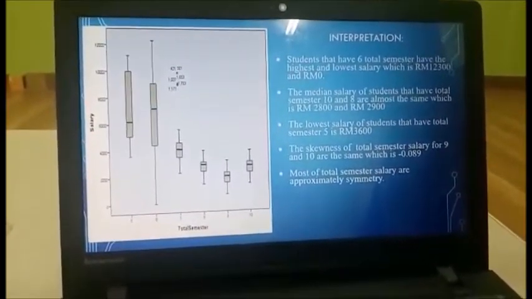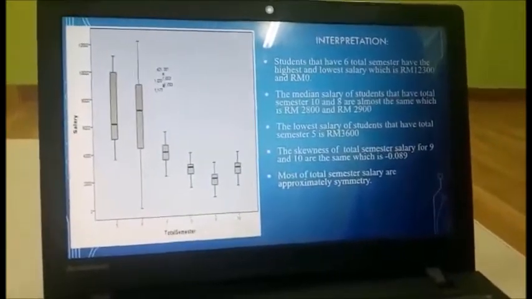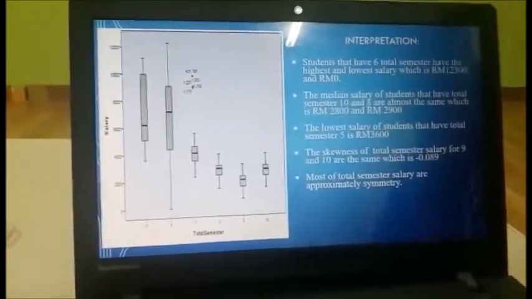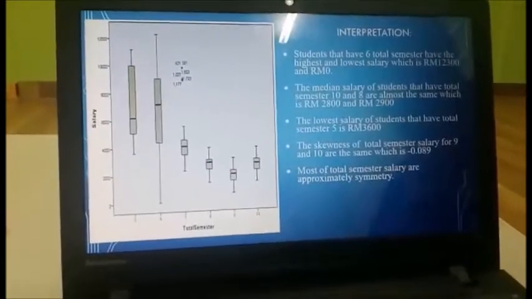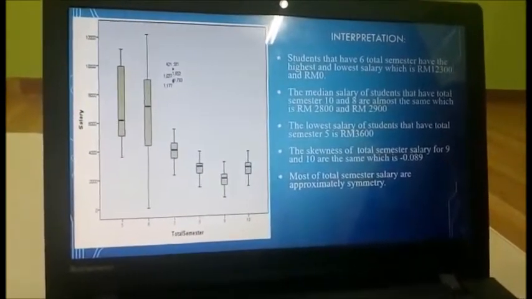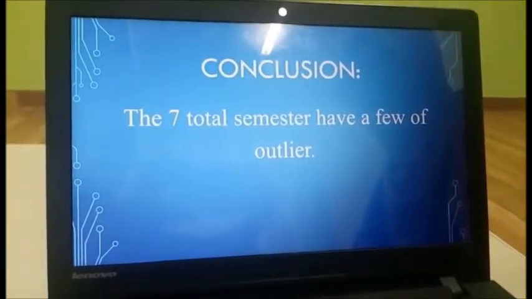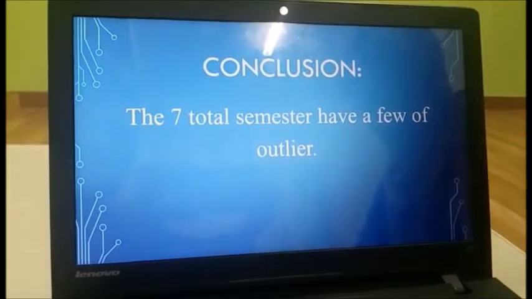The skewness of total semester salary for 9 and 10 are the same, which is negative 0.089. Most of total semester salary are approximately symmetry. So the conclusion is the 7 total semester have a few of outlier.